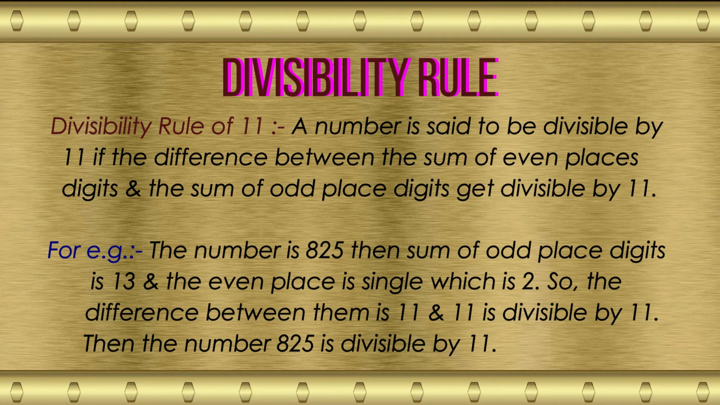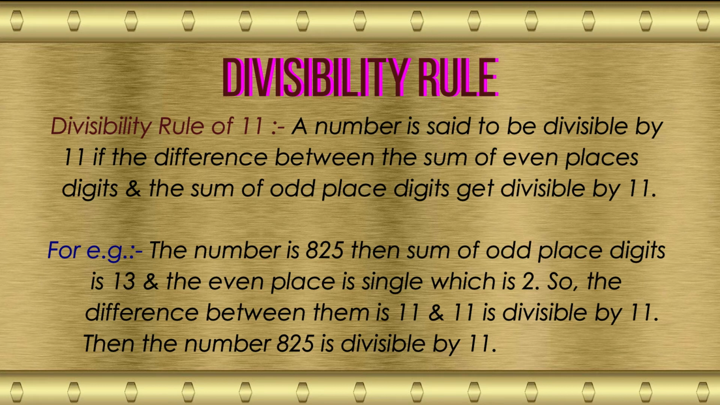Divisibility rule of 11. What does this rule say? A number is said to be divisible by 11 if the difference between the sum of the even place digits and the sum of the odd place digits is divisible by 11. Let us take an example. Suppose you are given the number 825. Here 8 and 5 are in the odd places, so the sum will be what? 13.